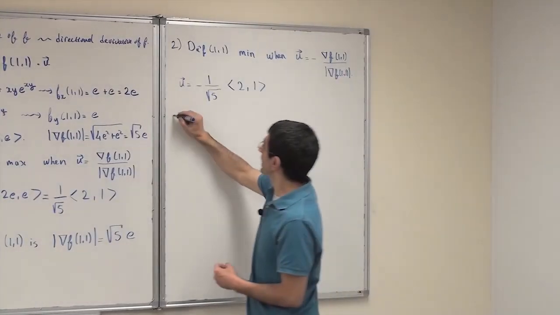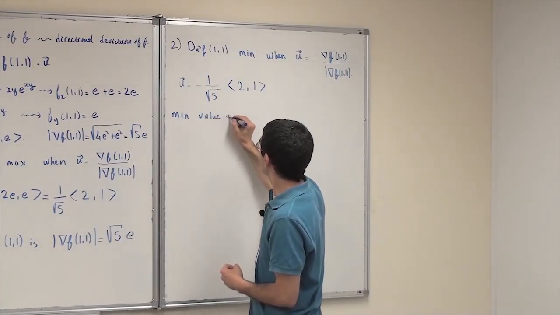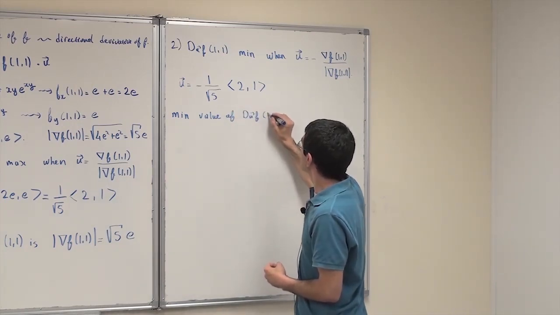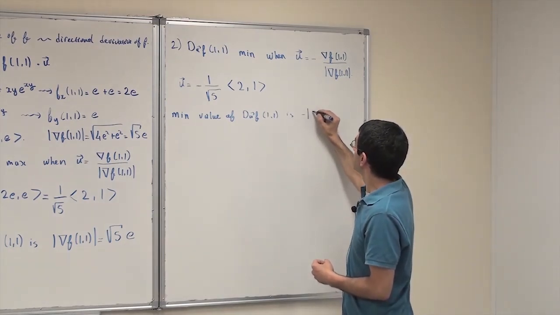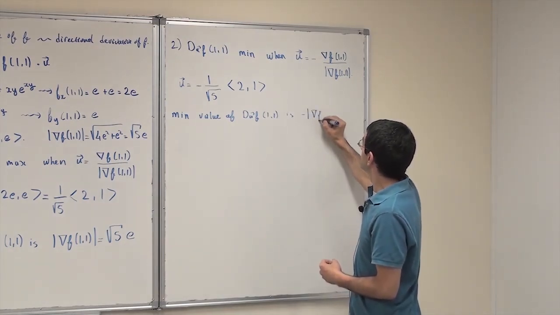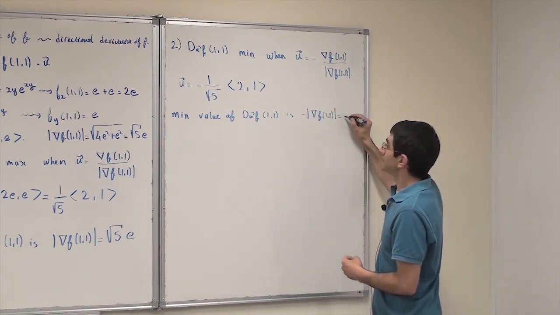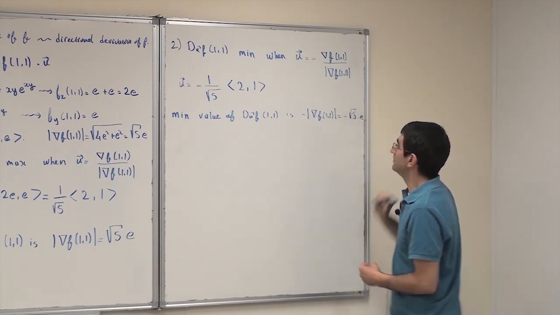Now, the minimum value of this directional derivative is going to be negative the magnitude of the gradient vector, which is negative root 5 times e.